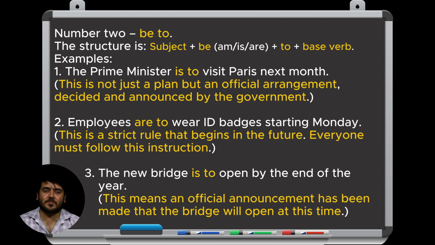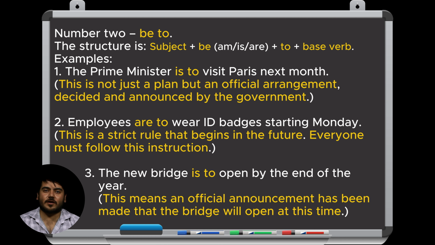Number 2, be to. The structure: subject plus be plus to plus base verb. The Prime Minister is to visit Paris next month. This is not just a plan, but an official arrangement, decided and announced by the government.